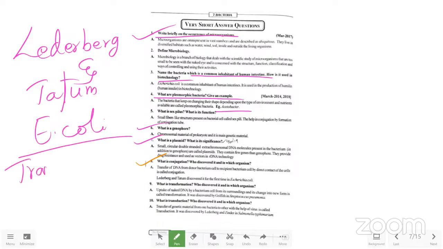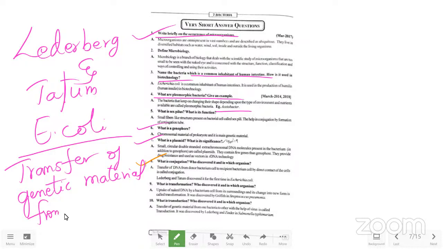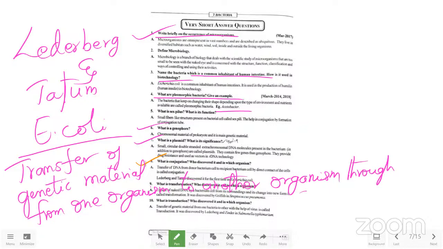What is meant by conjugation? Transfer of genetic material from one organism to another organism through a conjugation tube. That is called conjugation.